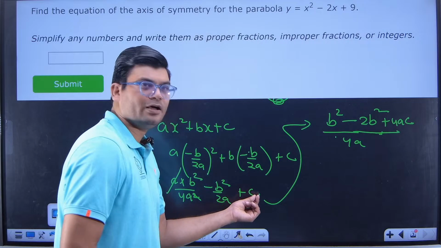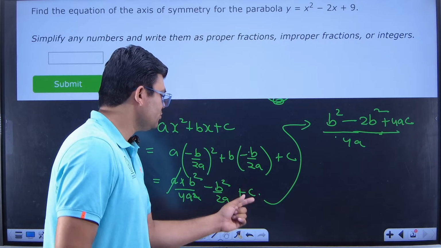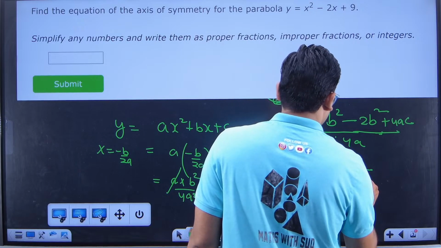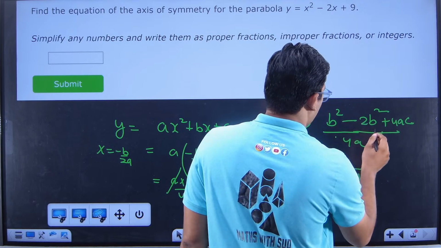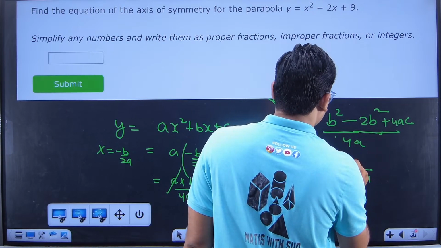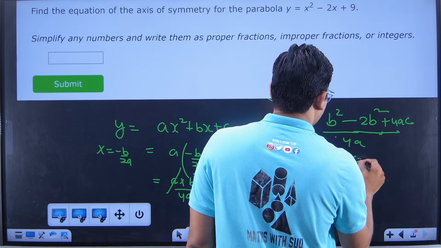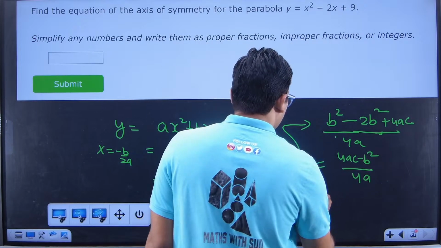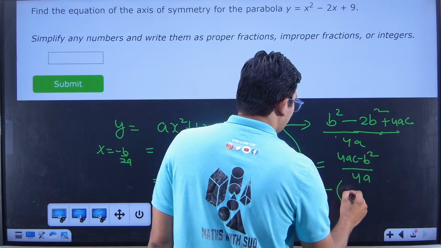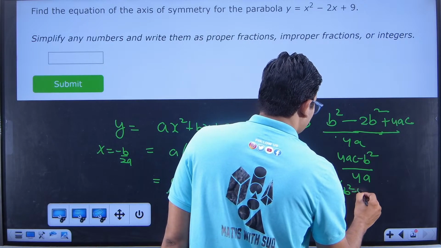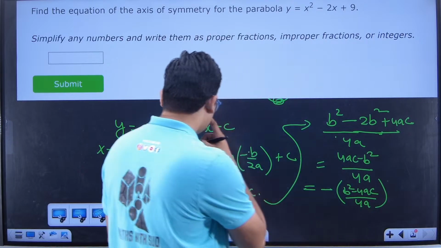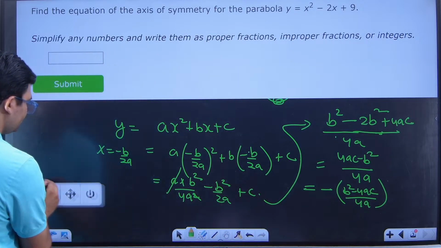If you take the LCM of this, at the bottom you are having only 4a, and here in the numerator you are having 4ac minus b squared. Or if you want to remember the formula, you can say minus of b squared minus 4ac, divided by 4a. Did you get that? Yes, sir.